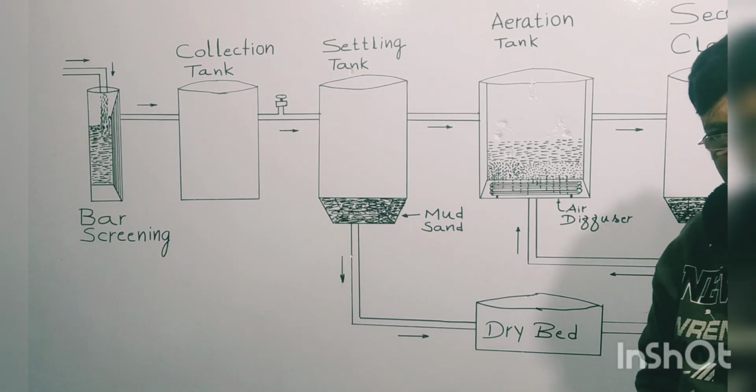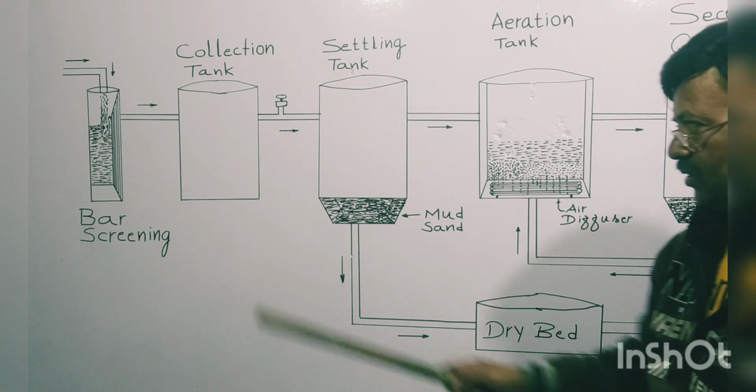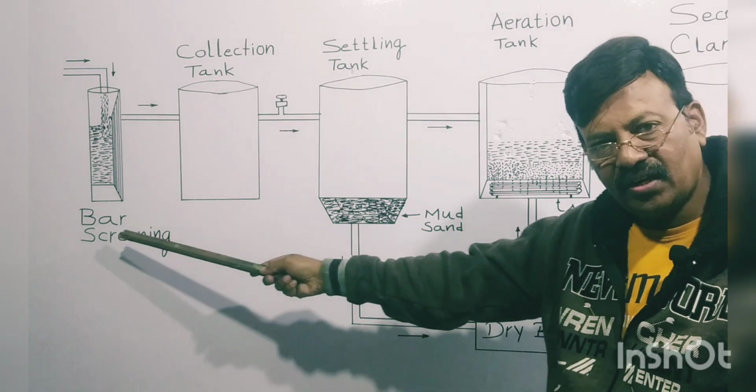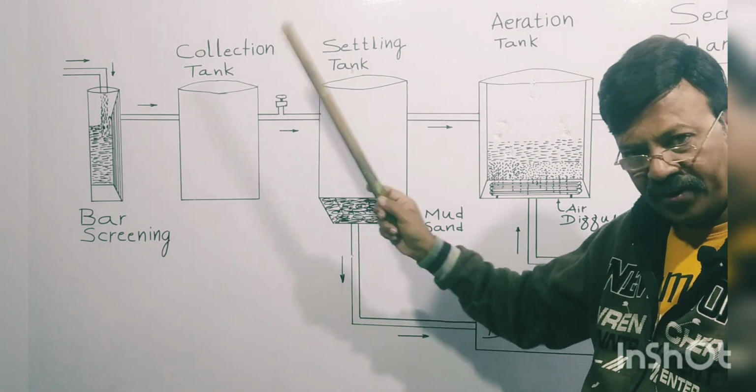A sewage treatment plant is designed in such a way that sewage wastewater passes through bar screening, then it is stored in the collection tank.